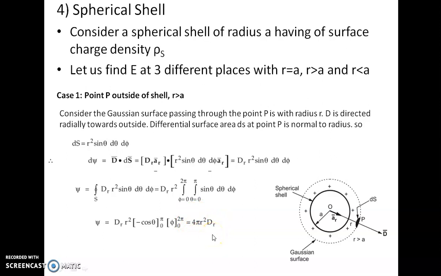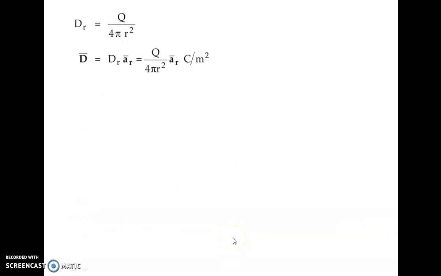According to Gauss law, the total flux flowing through a Gaussian surface is equal to the total charge enclosed in that surface. So psi is equal to Q. Now I can write the above equation in terms of Q as Q equal to 4 pi r square into D_r. If I simplify that, D_r is equal to Q by 4 pi r square.